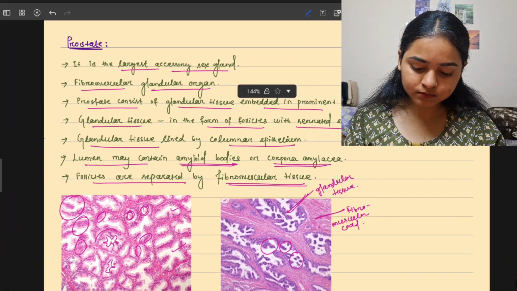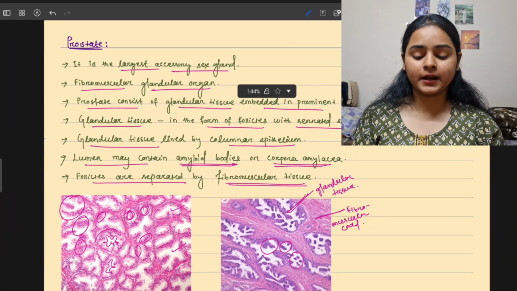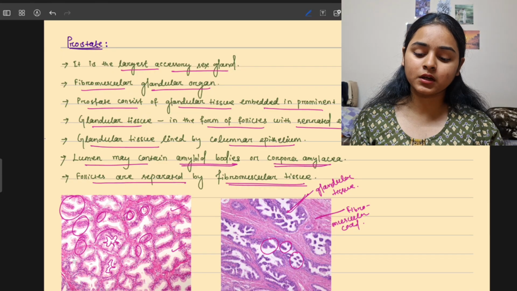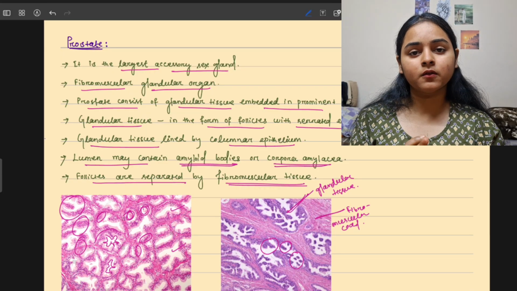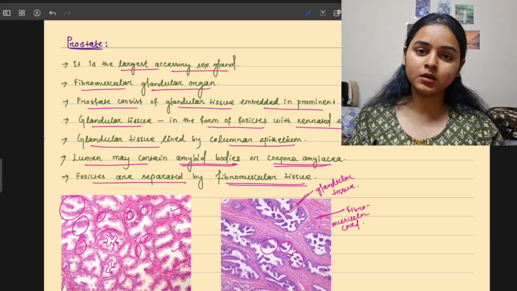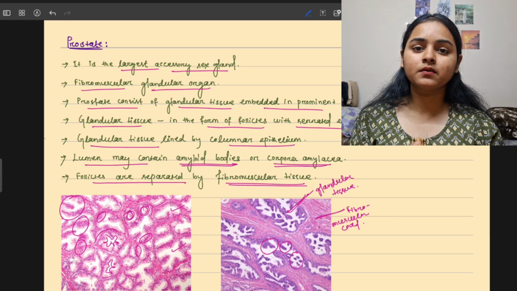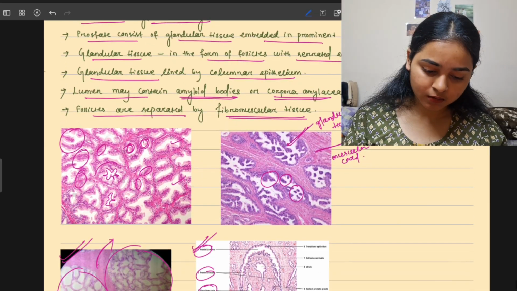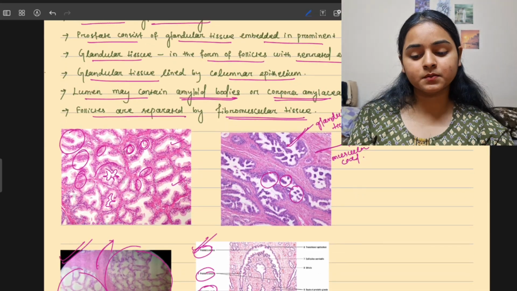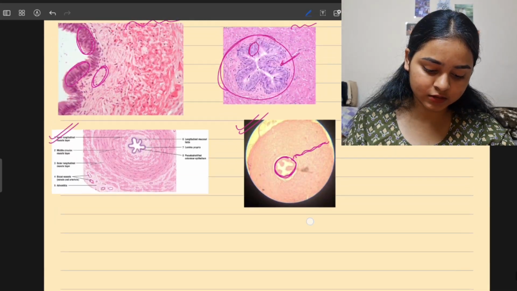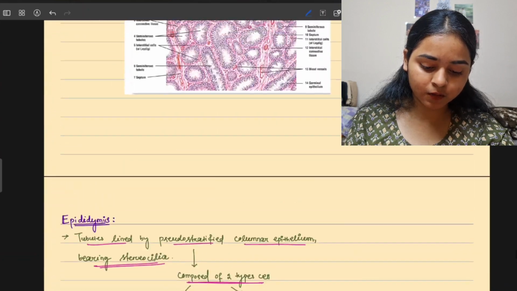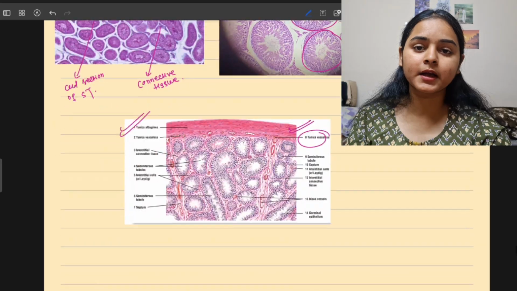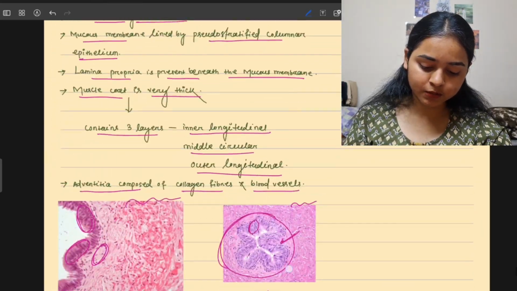Okay, so now you can easily identify the slide of prostate from the glandular structure, the fibromuscular coat, and the follicles lined by columnar epithelium with serrated edges. These are the 4 points that you need to identify the slide as a prostate. Okay, so this much for today's session. I have discussed the 4 slides of male reproductive system: testis, epididymis, vas deferens, and prostate.